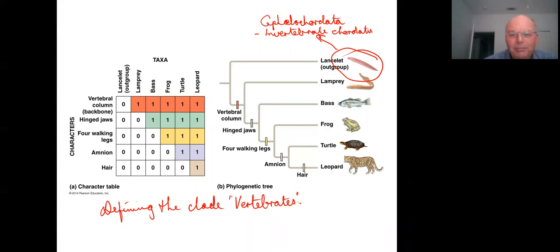pharyngeal slits. So a hollow dorsal nerve cord, pharyngeal slits, a notochord, not a vertebral column, a notochord, which is a precursor to the vertebral column, but it's a cartilaginous rod that runs underneath the nerve cord, and then a postanal tail, a tail that extends past the anus where the digestive tract exits from the body.